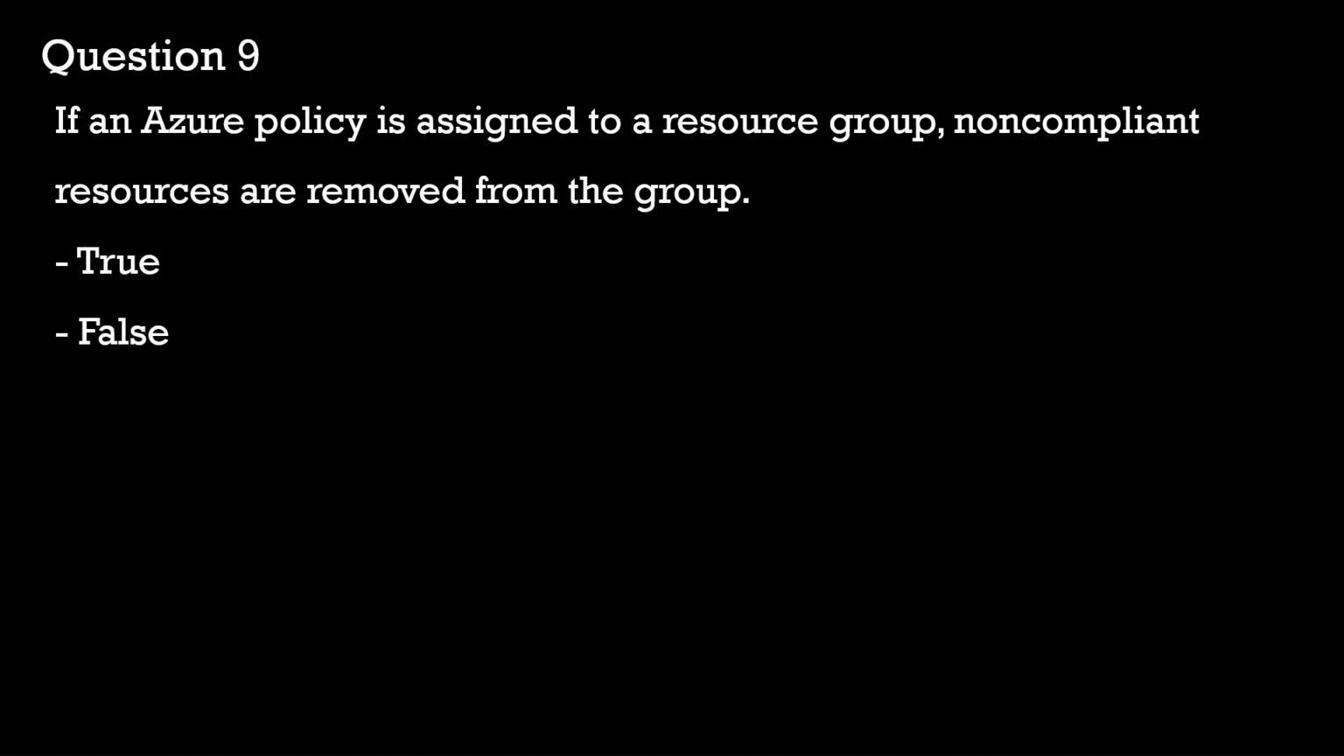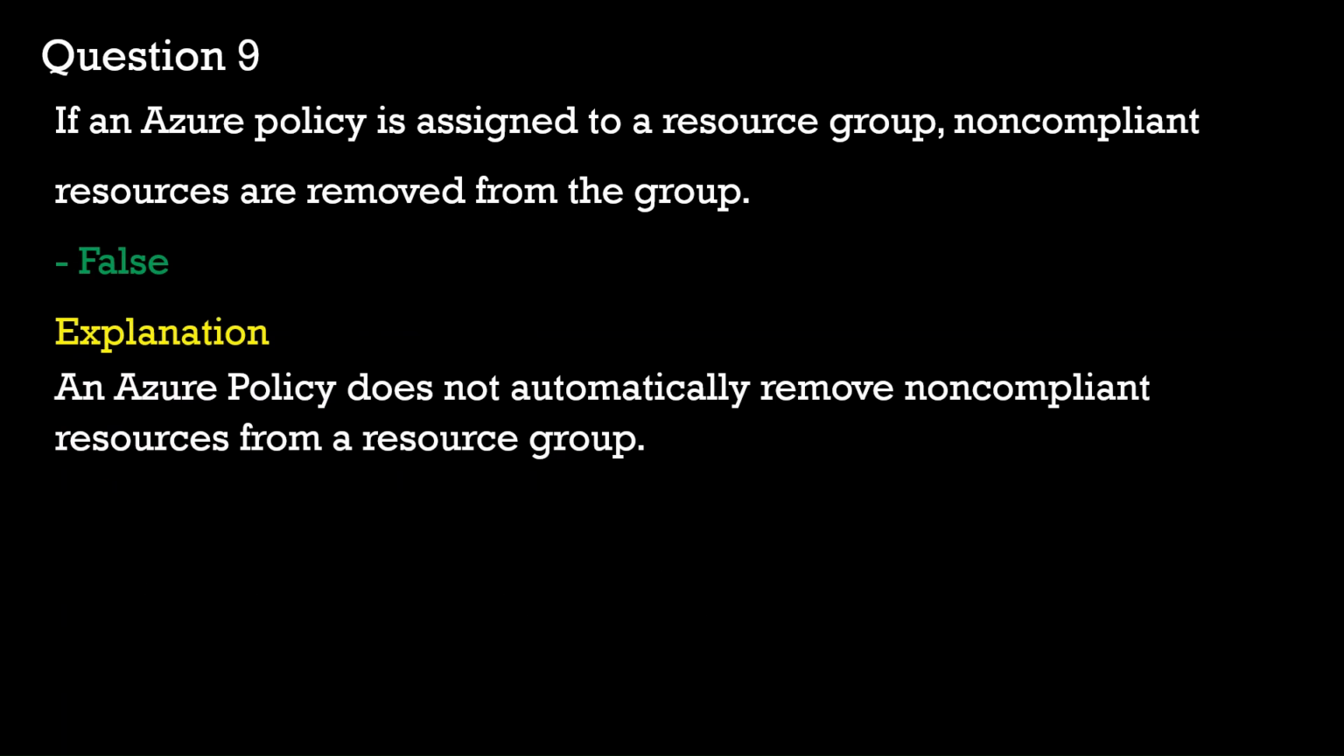Question 9. If an Azure policy is assigned to a resource group, non-compliant resources are removed from the group. True or false? We'll be going with false here because an Azure policy does not automatically remove non-compliant resources from the resource group. Azure policies are used to audit, enforce, or deny resource configurations at deployment or during modification. So if a resource does not comply, it might be denied at creation or it can be flagged as non-compliant. So based on the question, it would be false.